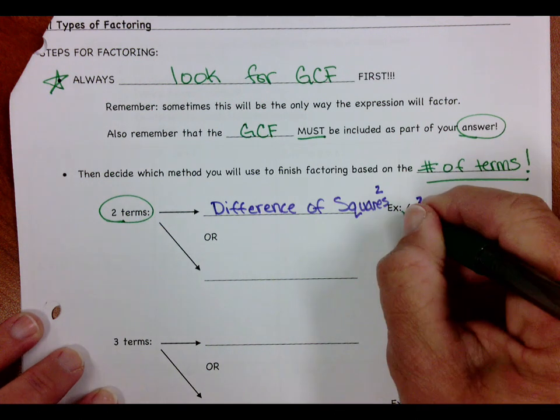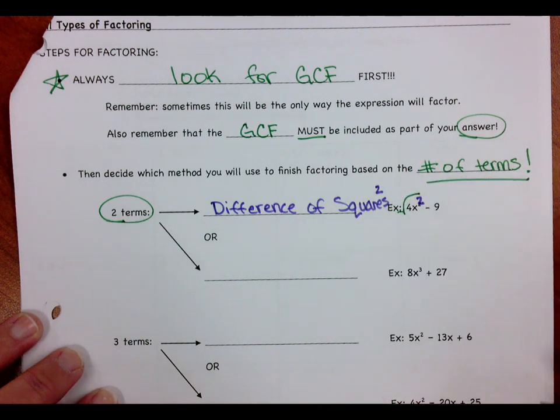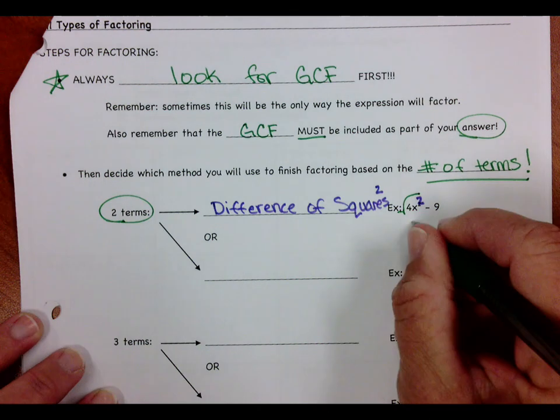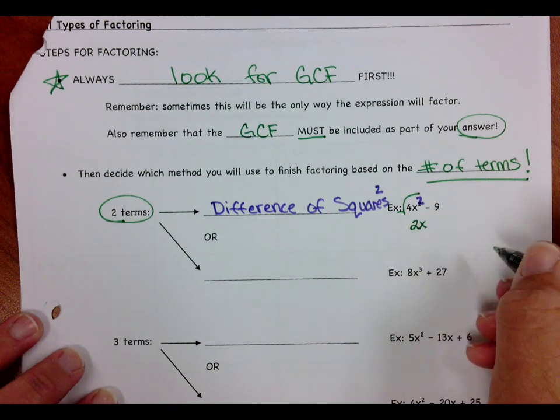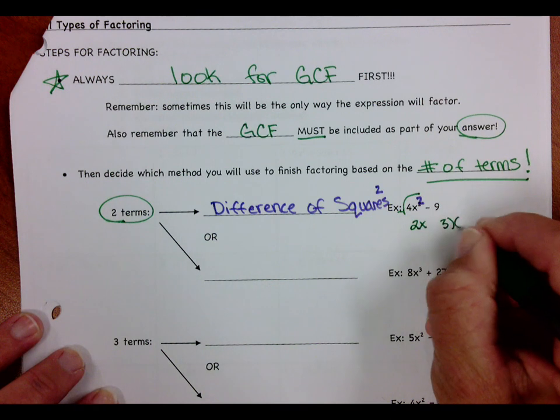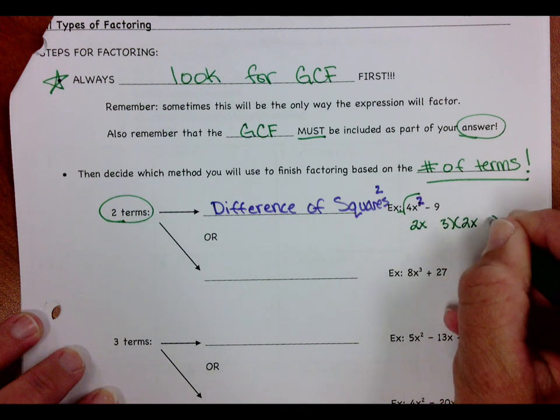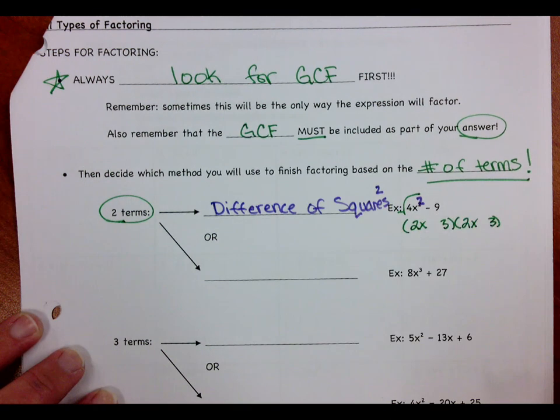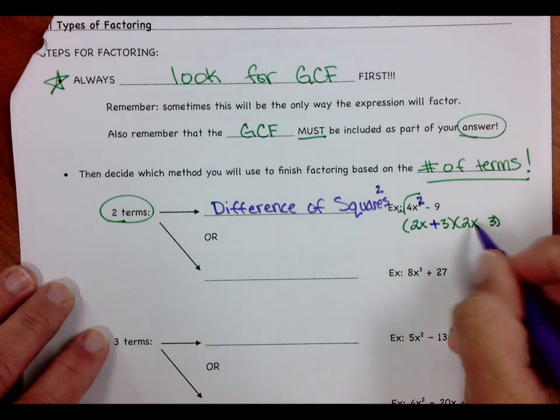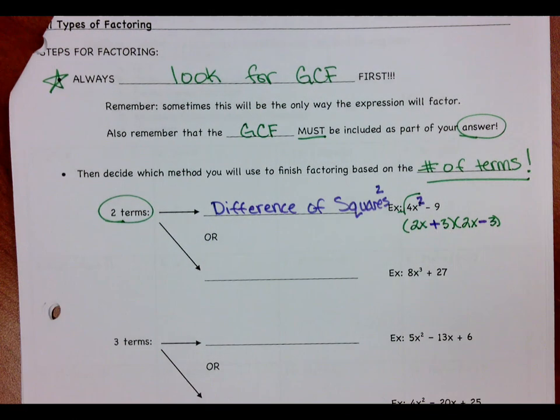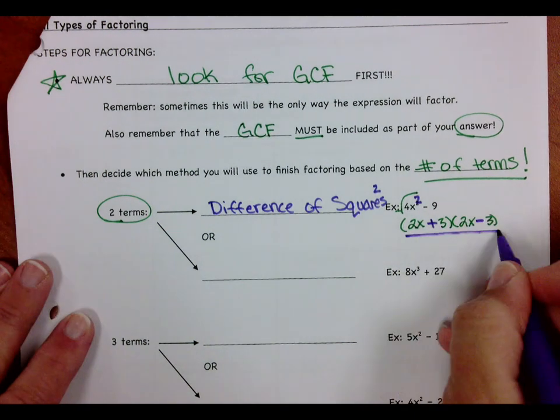So what is the square root of 4x squared? What's the square root of 4? 2. And then x squared would just be x. And what's the square root of 9? 3. And then we write it down again. And what do we have to put in the middle of those? Different signs. Negative, positive, positive, negative, whatever. Opposite signs. Okay? And then you would be done. That would be your answer for that one.